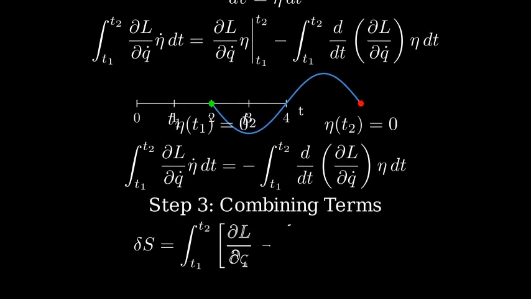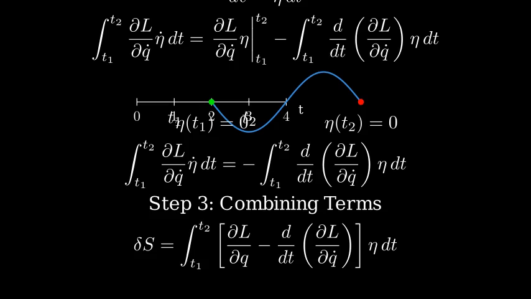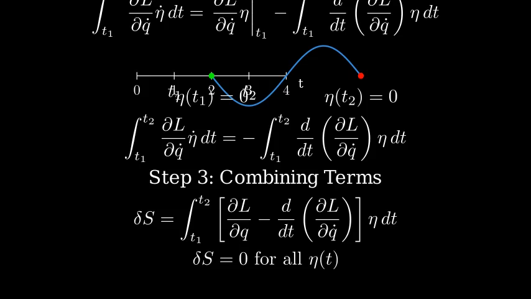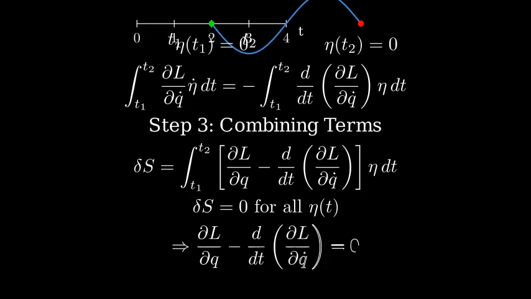Step 3. Now we combine the terms to get the complete variation of the action, substituting our result from integration by parts back into the original expression for delta S. We get that delta S equals the integral from t sub 1 to t sub 2 of the partial derivative of L with respect to q minus the time derivative of the partial derivative of L with respect to q dot, all times eta dt. For the action to be stationary, this variation must be 0 for all possible functions eta of t. The only way this integral can be 0 for all possible eta is if the integrand itself is 0. This gives us the Euler Lagrange equation.